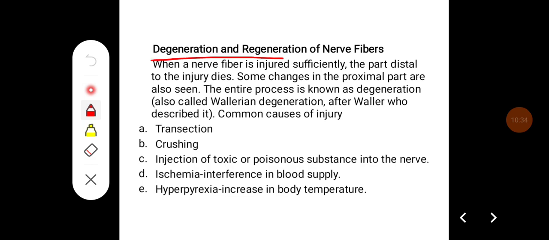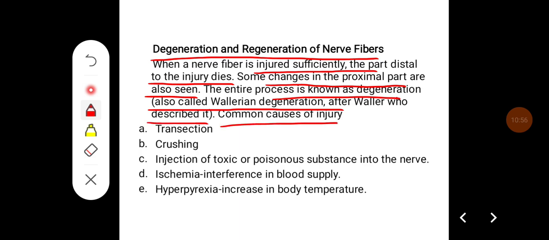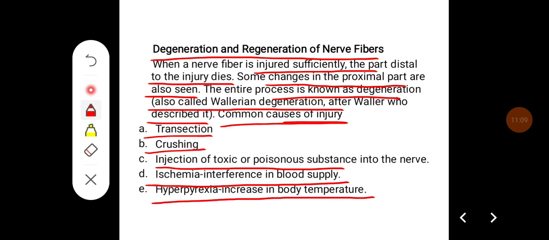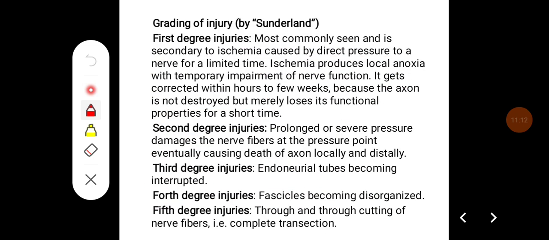Coming to degeneration and regeneration of the nerve fibers. When a nerve fiber is injured sufficiently, the part distal to the injury dies. Some changes in the proximal part are also seen. The entire process is known as degeneration, also called Wallerian degeneration, after Waller, who described it. Some of the common causes of injury are transection, crushing injuries, injection of toxic or poisonous substances into the nerve, ischemia or interference in the blood supply, and hyperpyrexia, that is an increase in body temperature.